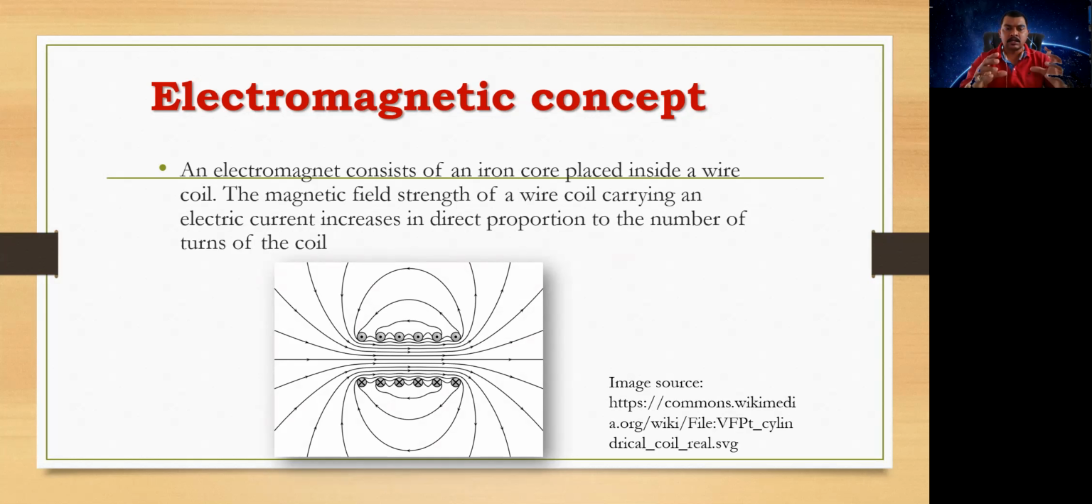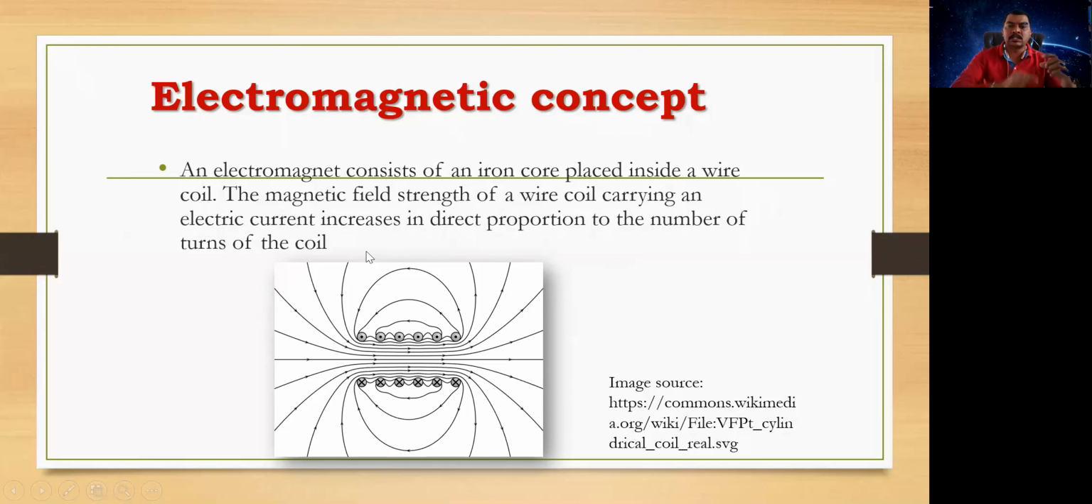An electromagnet consists of an iron core placed inside a wire coil. So inside the coil we put an iron core, a piece of iron, and we wind a coil over it. As soon as we pass current through it, the iron piece inside becomes a magnet, and that is called an electromagnet, and the field generated due to this is called an electromagnetic field. The magnetic field strength of a wire coil carrying an electric current increases in direct proportion to the number of turns of the coil.